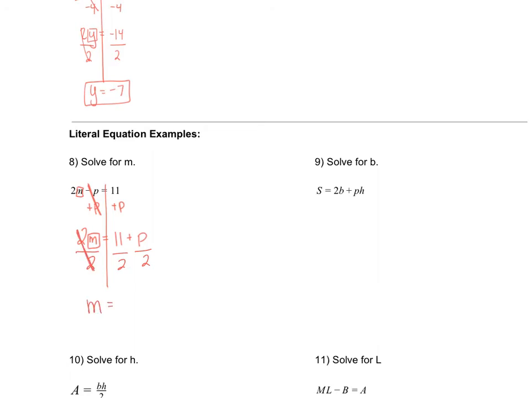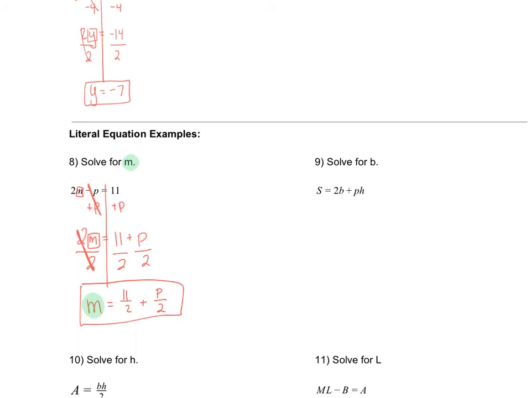That's good, right? That's what I'm trying to get by itself, equals 11 over 2 plus p over 2. That does not simplify, so I just keep it like that. And I know I'm done with the problem because it says to solve for m. I have m by itself right here, so my final answer would just be this.